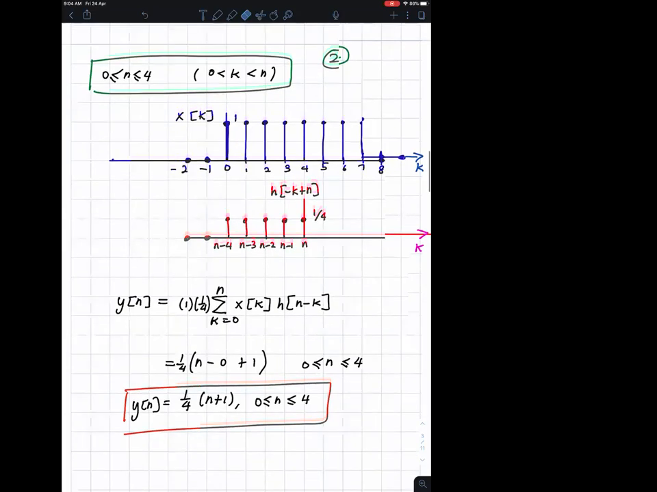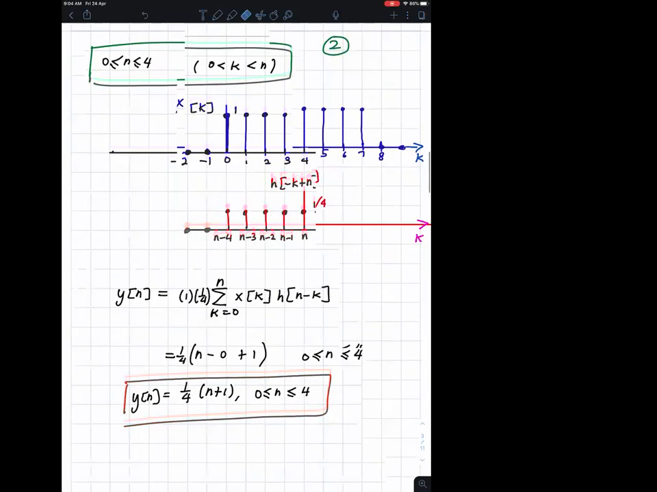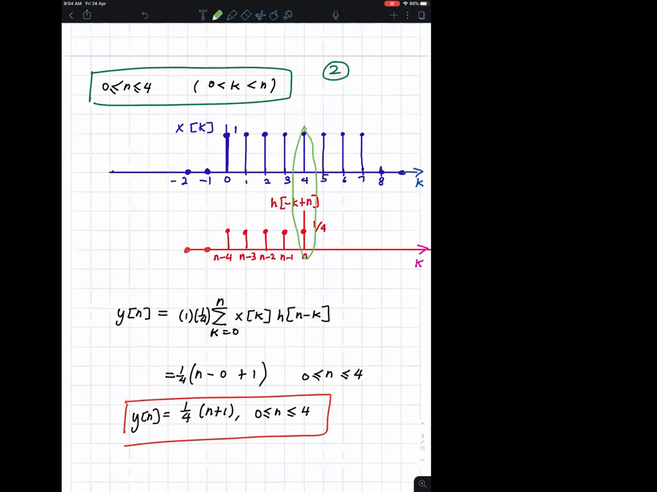So the upper limit, as you can see, although you are aligned with 4, you cannot say the upper limit is 4. The upper limit is determined by n. If your n is 5, then you're going to be aligning with 5. If n is 6, you're going to be aligning with 6. So the upper limit is controlled by n.